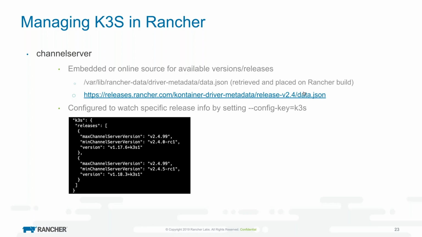data.json, which is retrieved and placed on Rancher build. And then we also put an online release version, which is then out of band, so we can still influence if there's support for other versions needed. We can still release that.